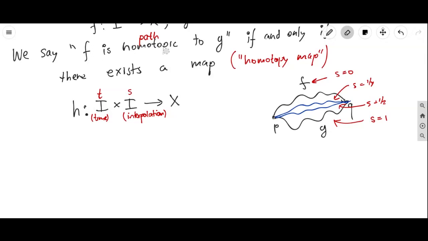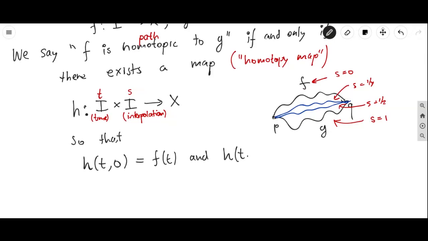But formally speaking, F is path homotopic to G if you can find a mapping from I cross I into X, so that this is a continuous mapping, so that H of T comma 0 is equal to F of T, and H of T comma 1 is equal to G of T. So you see what's going on. When you set the interpolation parameter to be 0, H of T is the same thing as F of T. That gives you the original path. When you set the interpolation parameter to be equal to 1, H of T comma 1 will give you the second path. And then when you make S range from 0 to 1, you're just getting the intermediate paths in between them.